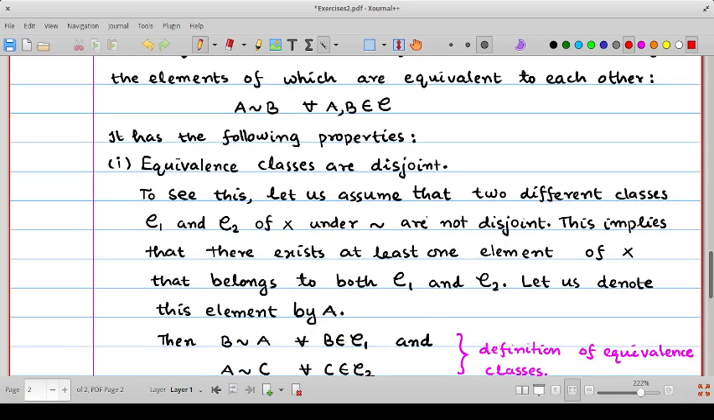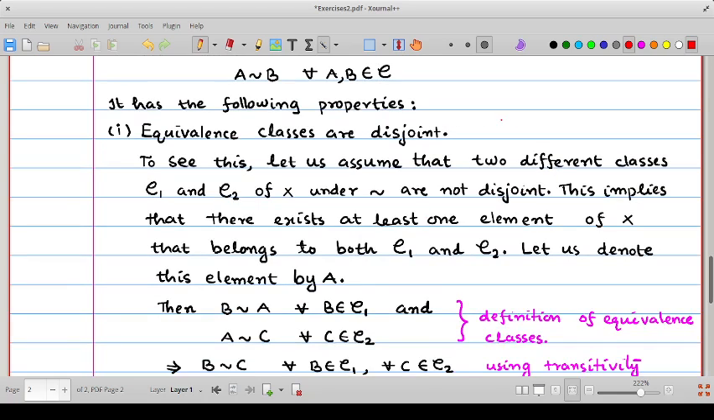Equivalence classes are disjoint. That means if we have two different equivalence classes, then they will not have any common element. So either two equivalence classes are the same or they have no common element. To see this, let us assume that two different classes C1 and C2 of the set X under an equivalence relation are not disjoint.